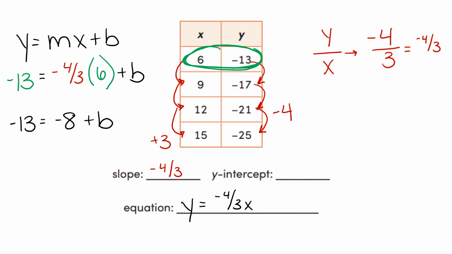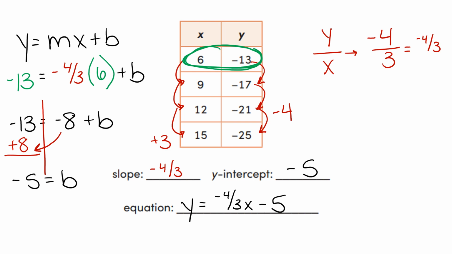We would solve our equation by doing the opposite. -8 changes to +8. And we would end up with -5 as our answer. So -5 is our y-intercept, which goes into the back of the equation.